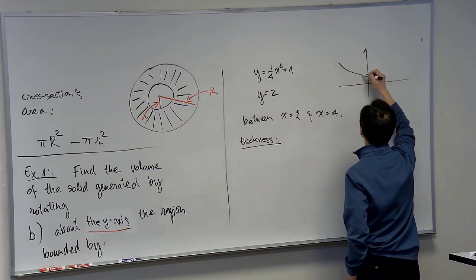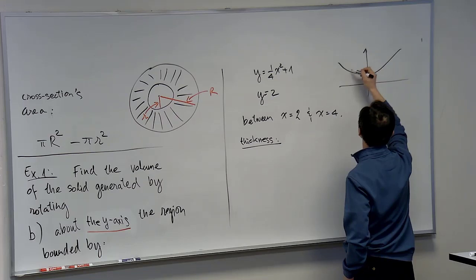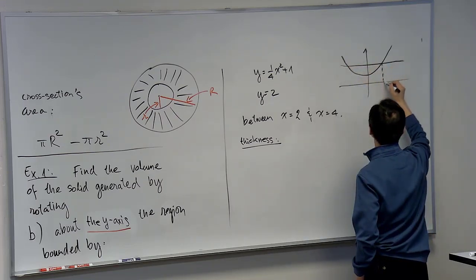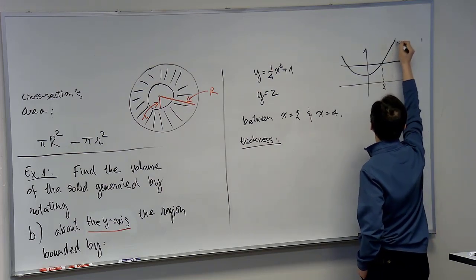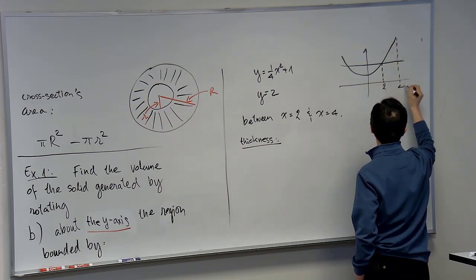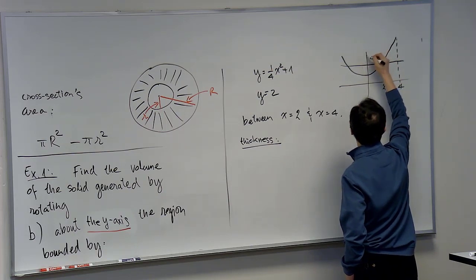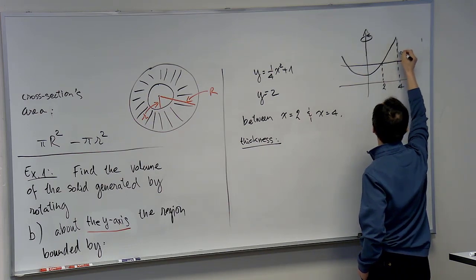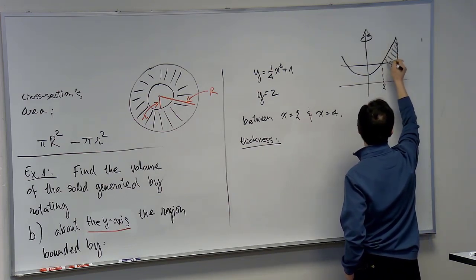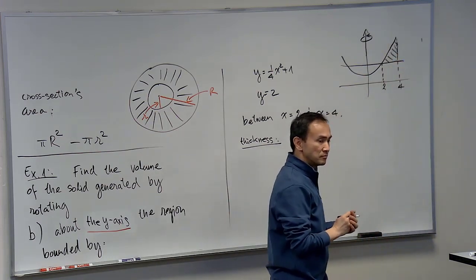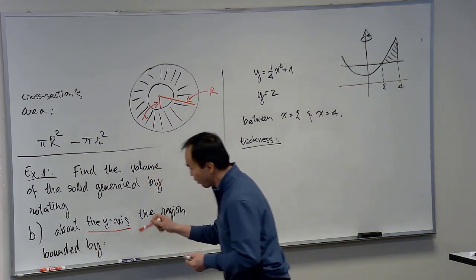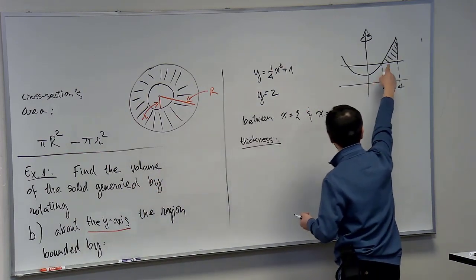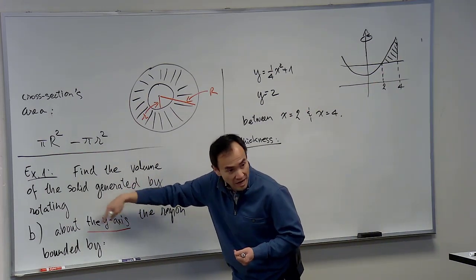So there's your parabola, right? There you go. We know it's 2 here. It's bounded by x equals 4. The rotation axis this time goes this way. So this is the area. But now, as required, we're going to rotate that shaded region here about the y-axis, right?